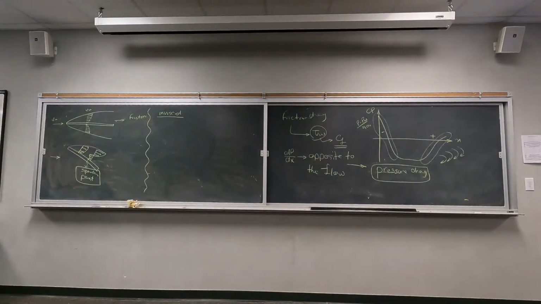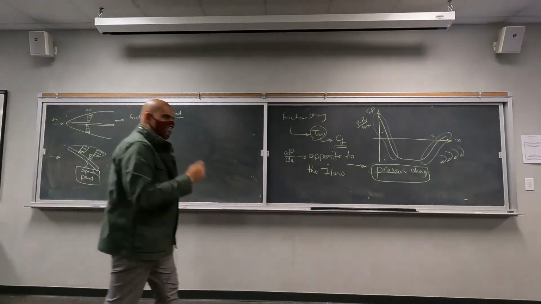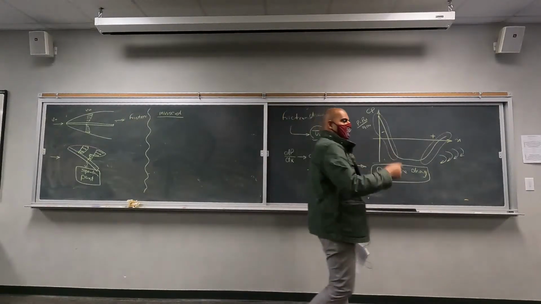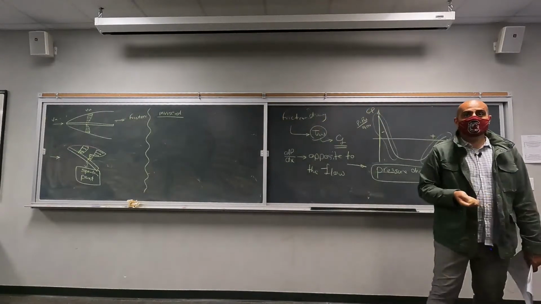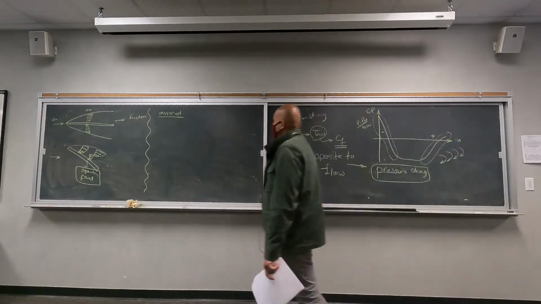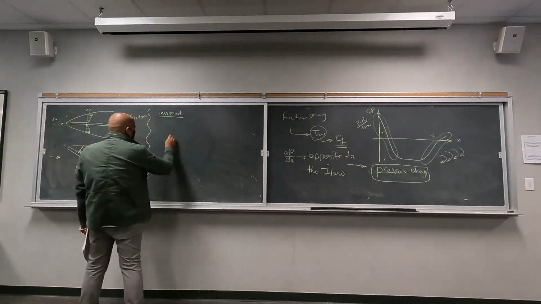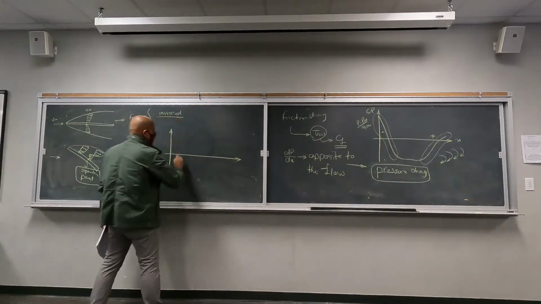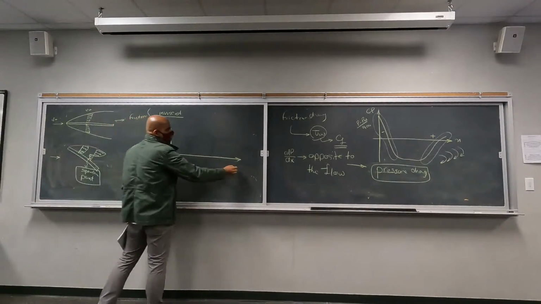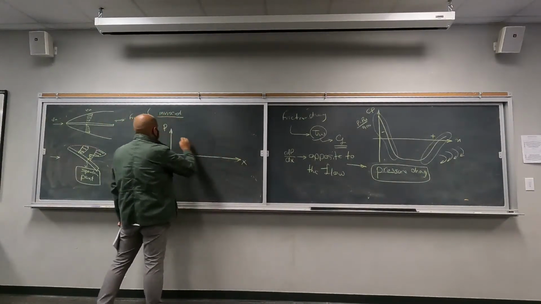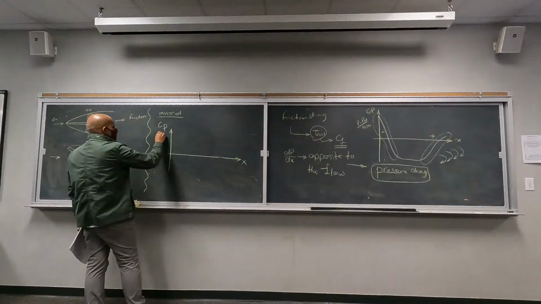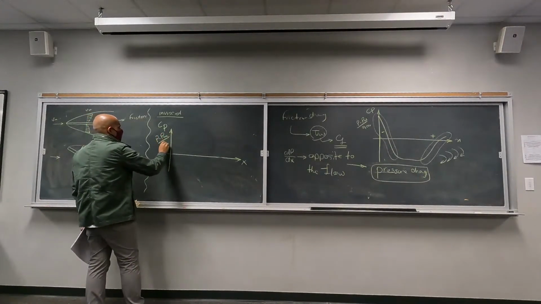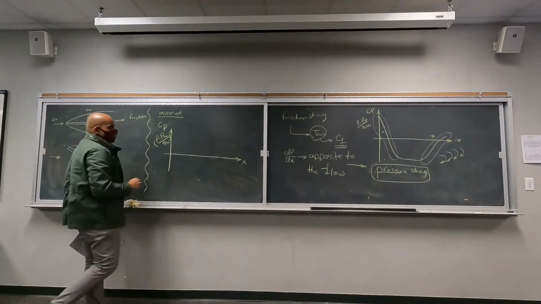When we assume the flow is inviscid, the idea was that inviscid flow means we have to neglect viscosity. What do you think will happen to the pressure distribution over the airfoil, the CP or pressure coefficient distribution? What do you think will happen to this?